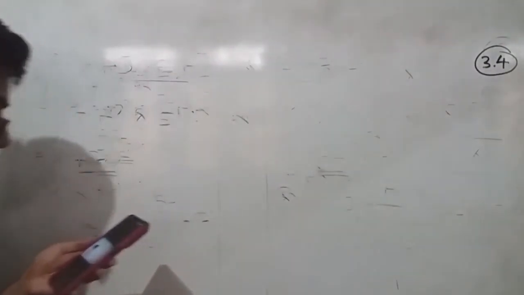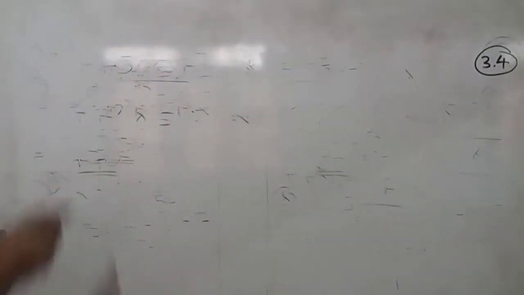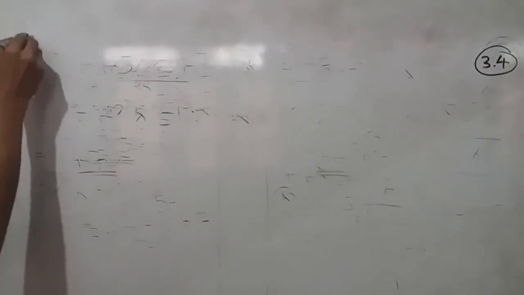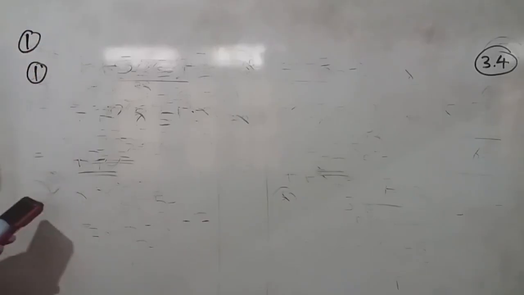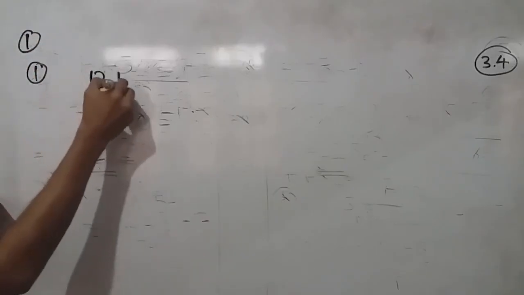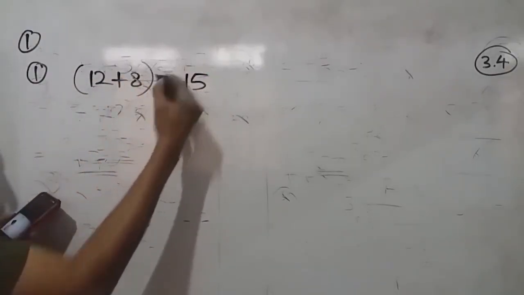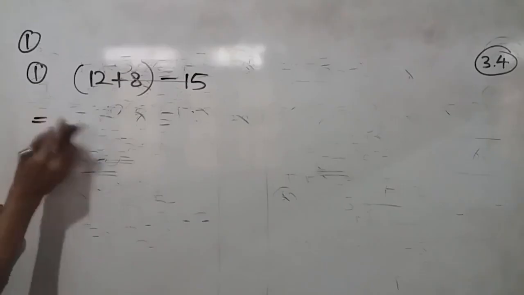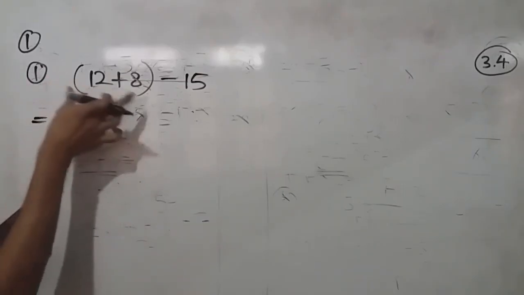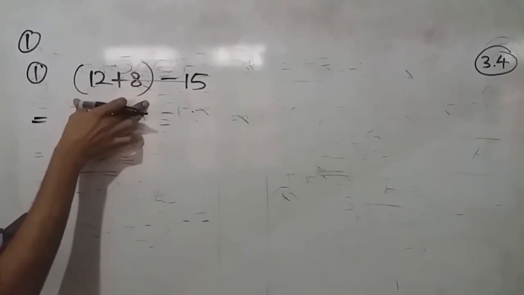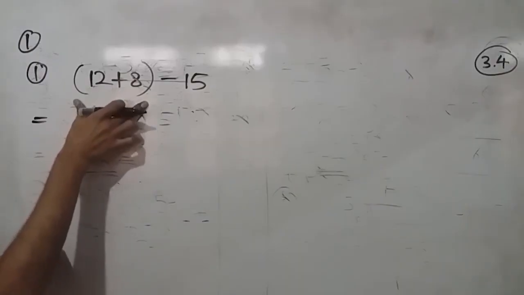Exercise 3.4. Okay. Simplify the following expressions, right? So part 1 of the first question, right? 12 plus 8, so that is within brackets. Then we have to subtract 15 from that.